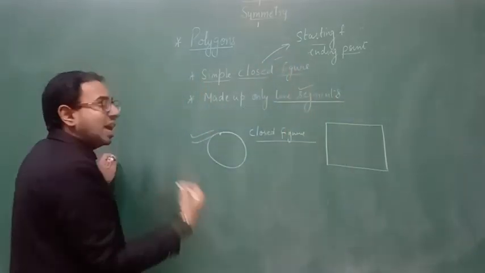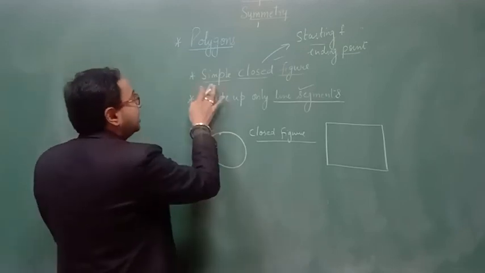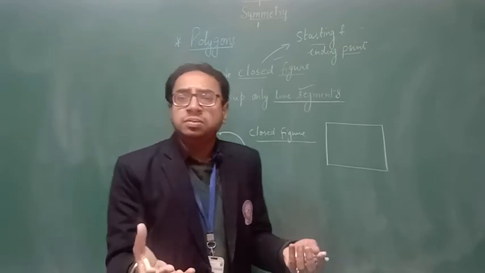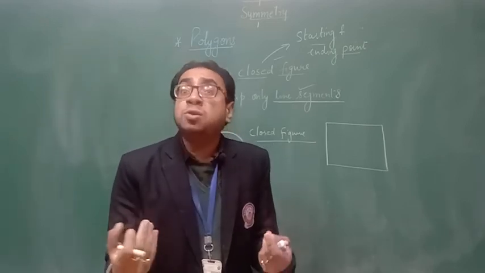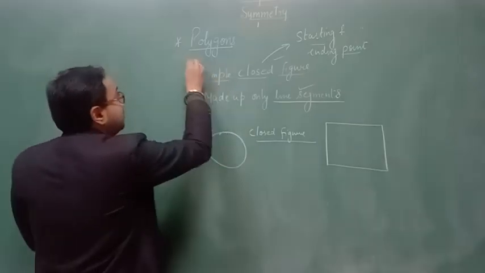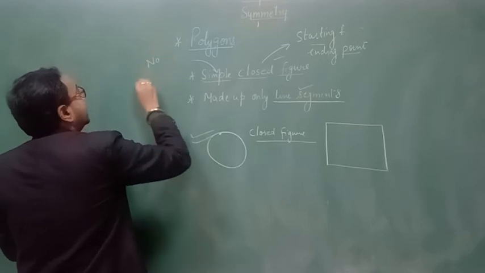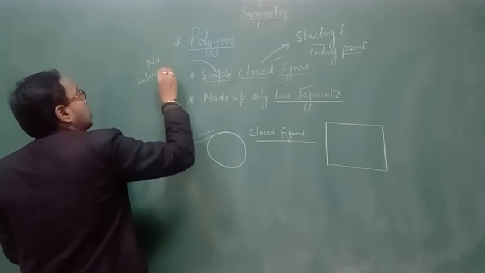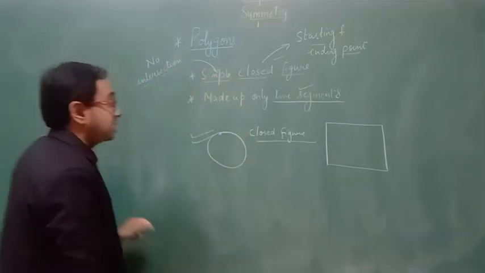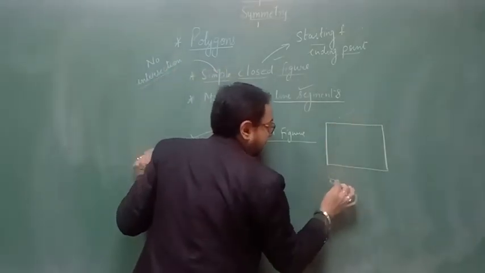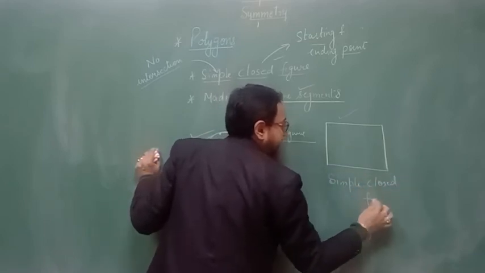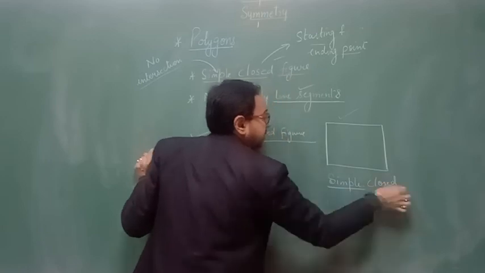Closed figure. Why have we added the adjective simple before closed figure? What do you mean by simple? Simple means not complicated. Then what is a complex figure? Simple means no intersection. What do you mean by intersection? This. And understand, this is a simple closed figure. I can confidently say this is a simple closed figure, and so is this.